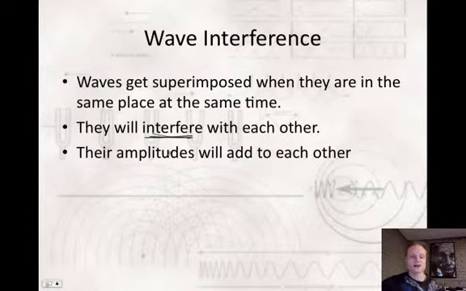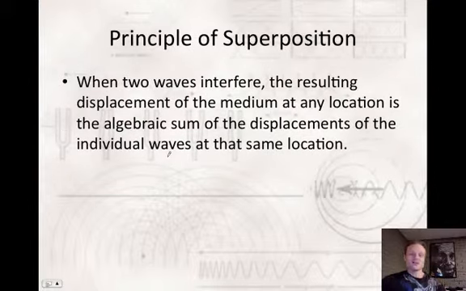But first, we're going to talk about the principle of superposition. Basically, this principle says that when two waves interfere with each other, the resulting displacement of the medium at any location is the sum of the displacements of the individual waves at that same location. That's a mouthful, and it sounds way more complex than it really is. Once I get to some example problems, I think you'll see that this isn't so bad. Basically, the principle of superposition says that you add the amplitudes of the waves together, whatever they are.